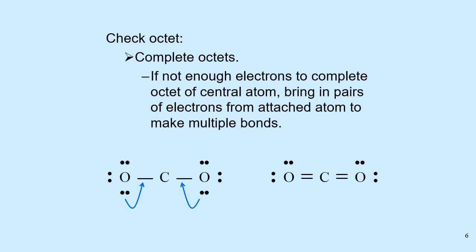So we have to bring in pairs of electrons from the oxygen on the right and the oxygen on the left to make multiple bonds. Now we can count: this is 4 electrons, 5, 6, 7, 8, enough for this oxygen. Again 4 electrons, 5, 6, 7, 8, enough for this oxygen. And carbon here: 1, 2, 3, 4, 5, 6, 7, 8. That's it.